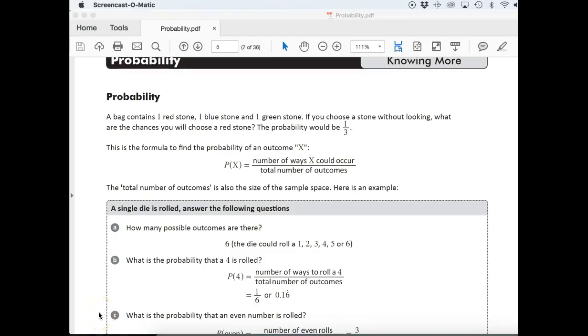Hi Year 10. By now you would have finished up to page 4 of your booklet and you will have checked your answers using the blue sheets that your teacher has got. Let's have a go if you finish that a little bit more.